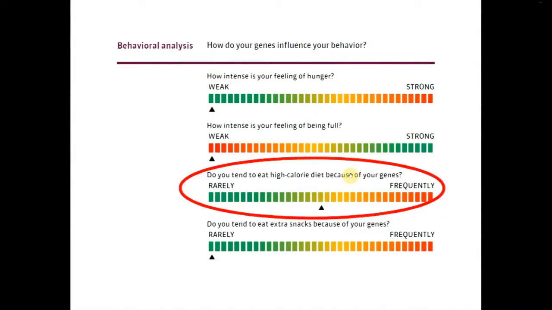Then the next question, do you tend to eat a high calorie diet because of your genes? This I find very interesting. If you take 100 people with a certain genetic variation and you put them in front of a buffet, and this buffet has all different types of food, and everyone gets a plate, and they have the job to put everything that they would like to eat on this plate. And you let these 100 people fill up their plates, and then you put them aside. And then you take 100 people with the other genetic variation, and you let them choose their preferred meal.